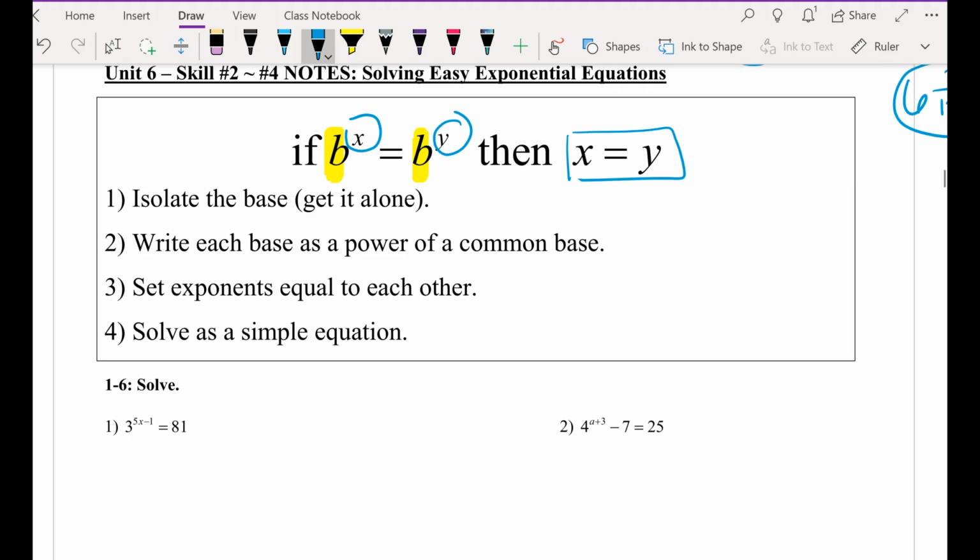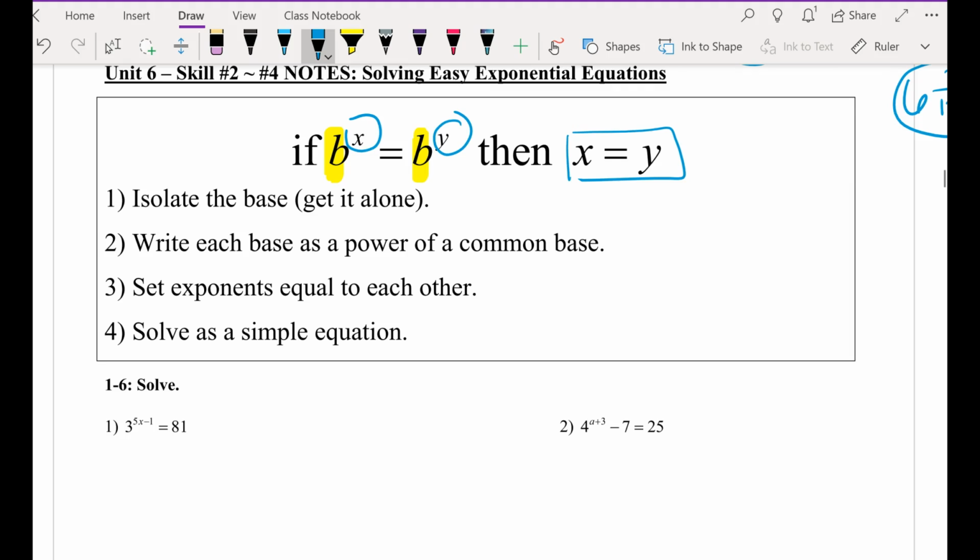Help me read number 2. Hunter, read number 2, please. Write each base as a power of the common base. Perfect. So make sure you find a common base and write them so they are the same. James, can you help read number 3? Exponents equal to each other, only when the bases are written the same. Chance, can you help me read number 4? Solve as a simple equation.